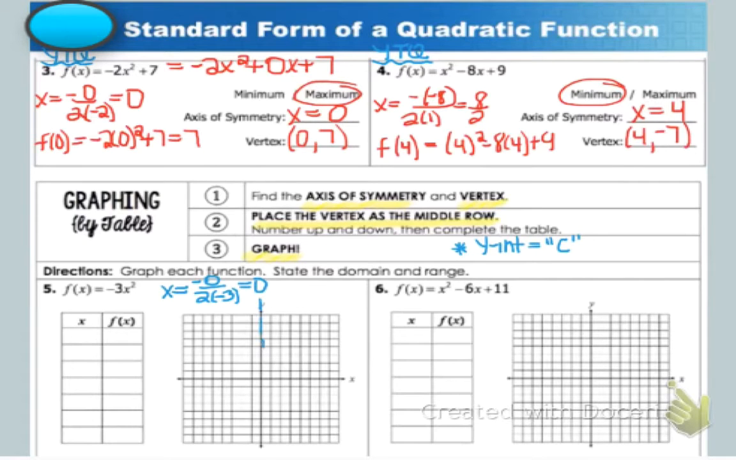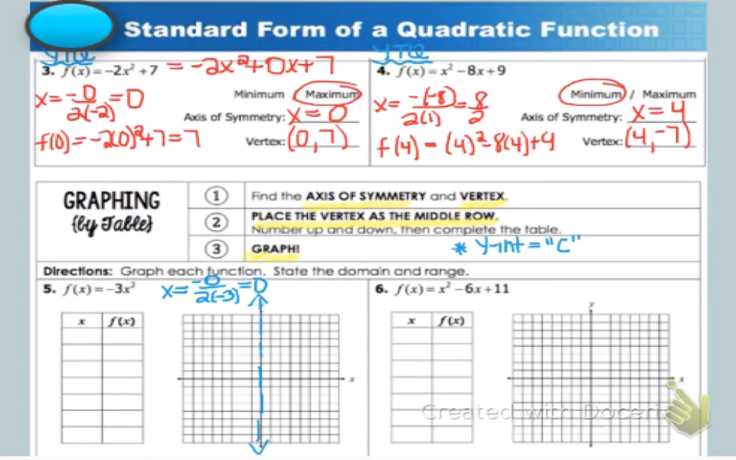So if I actually put that on my graph, because this represents the y-axis, my parabola is going to be symmetric about the y-axis. So it's going to be a reflection image, one branch over the y-axis to get the other.